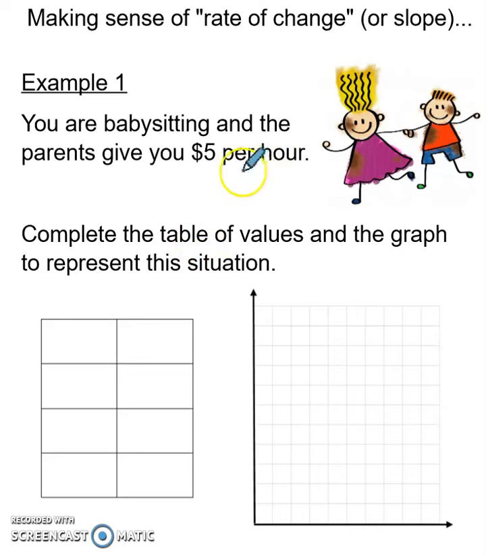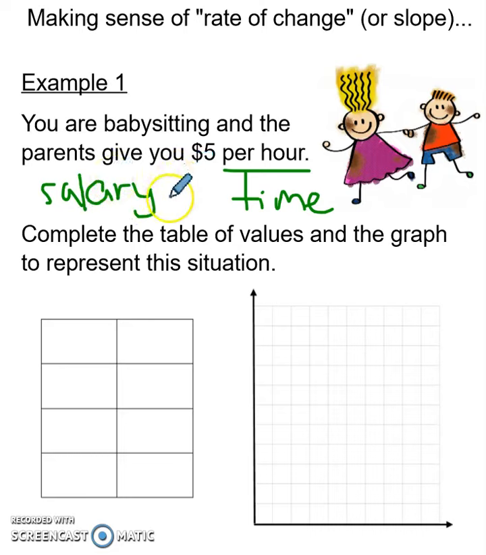You have the time. This per hour is going to talk about the time. And the second variable is going to be your salary. What is going to be your salary according to the time? Those are the two variables. Which one depends on which? Is the salary depending on the time, or is the time depending on the salary? The salary you're going to get will depend on the time.